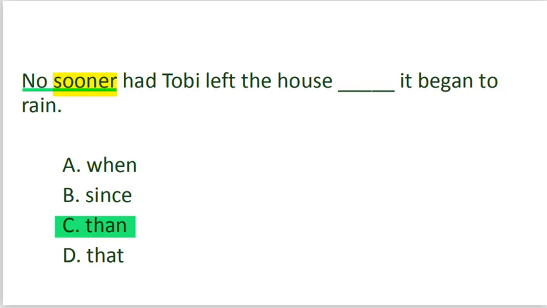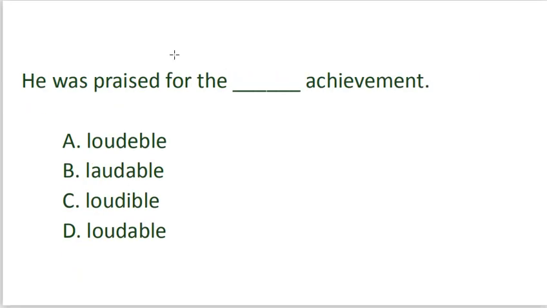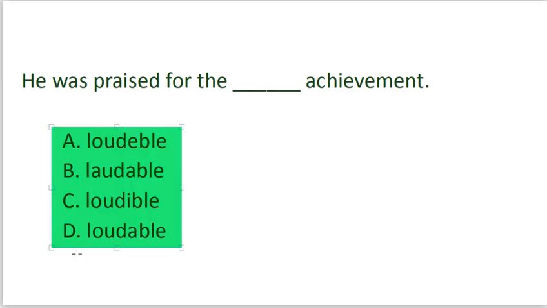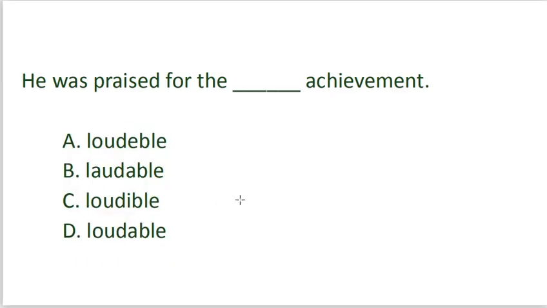To the next question. He was praised for the dash achievement. Option A, B, C, D are laudable. All of the options are laudable, but different spellings. Now, which of these is the correct spelling?